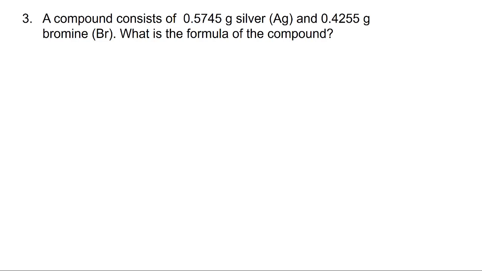Here's the next example, where a compound consists of two different masses, one of silver, one of bromine. The question is, what's the empirical formula for the compound? Following that diagram on the previous page, you might be able to come up with a few steps for how to go about solving the problem.